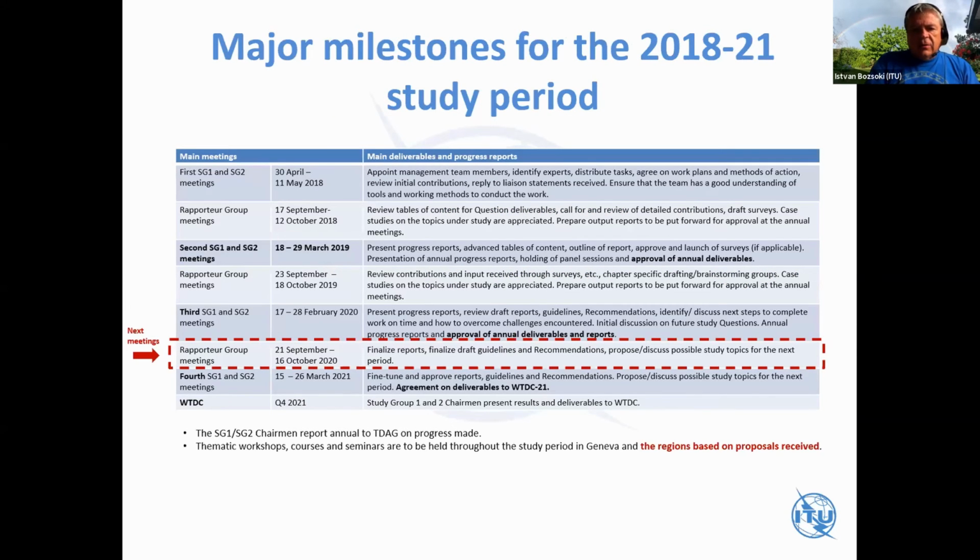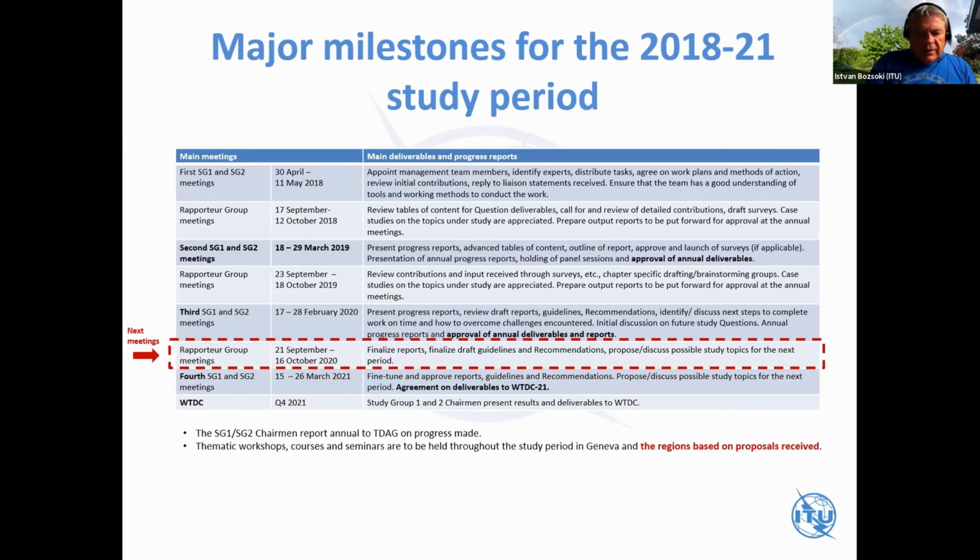Here are the milestones for this period, and you can see that the next meeting, the rapporteur group meeting, is 21 September, 16 October. We are very close to the WTDC, which is in the last quarter of 2021. So by that time, we have to have already the approved documents, approved reports from the study group questions. And that's why during the next meeting, we have to finalize the reports, finalize the draft guidelines and recommendations, propose and discuss possible study topics for the next period.